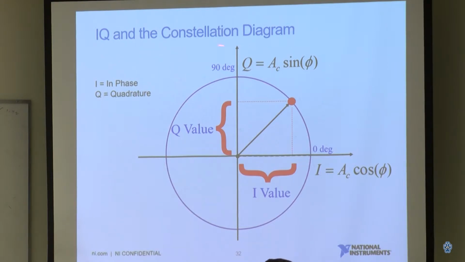So let's go back to the chart. Assuming we know we can separate the signal into I and Q values, I means in-phase and Q means quadrature. When doing modulation, you have heard of the constellation diagram.